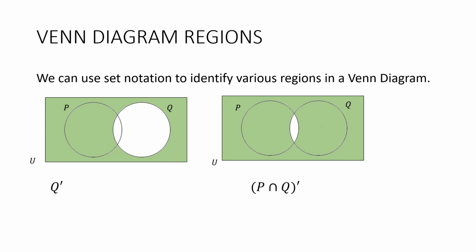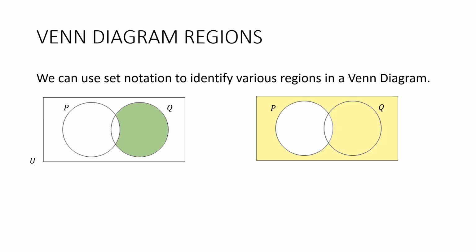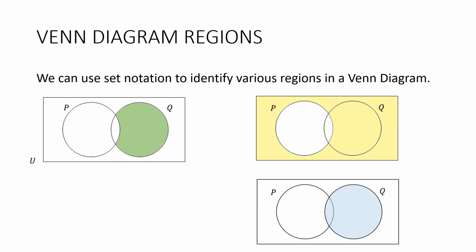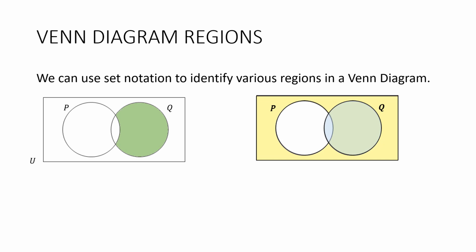How about this one? This is everything that is only in Q. Now I like to call this the cookie region because it looks a bit like a cookie with a bite taken out of it. And we can make this out of the complement of P and the set Q. Have a look what happens when I join these two together. So here's the intersection of those two sets, is this green part. Now to write this, we're going to write Q intersection P prime.